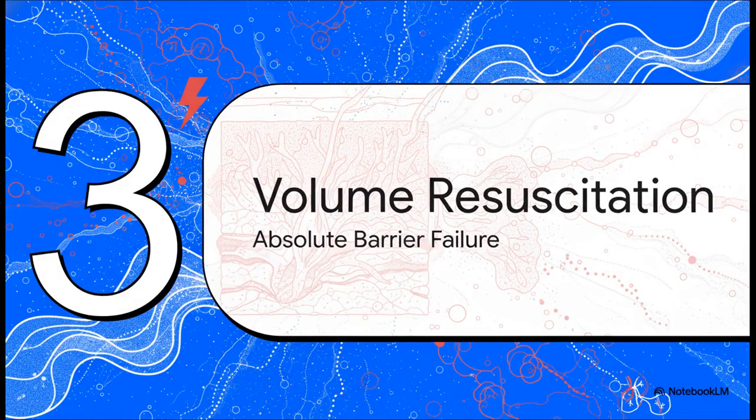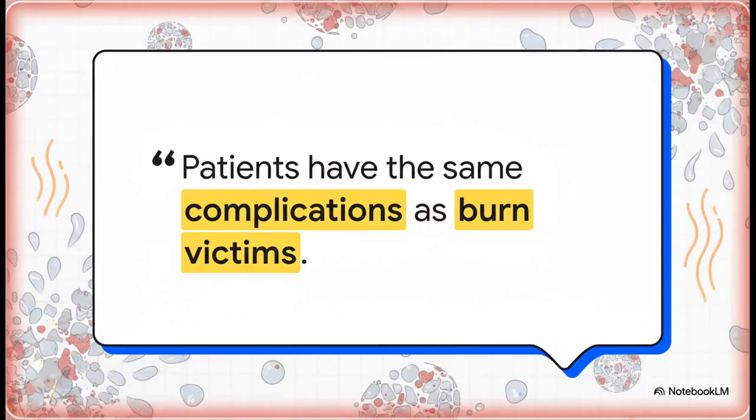Let's pause for an executional pearl: absolute barrier failure and volume resuscitation. The single most dangerous execution gap when dealing with massive epidermal sloughing like in TEN is failing to respect the resulting thermodynamic and hemodynamic collapse. As the source material bluntly puts it, these patients have the exact same complications as severe burn victims.